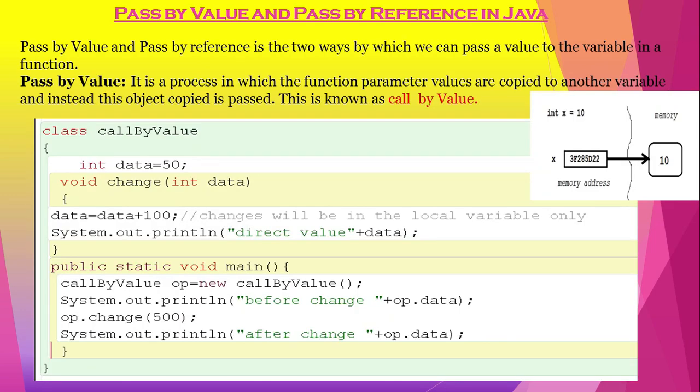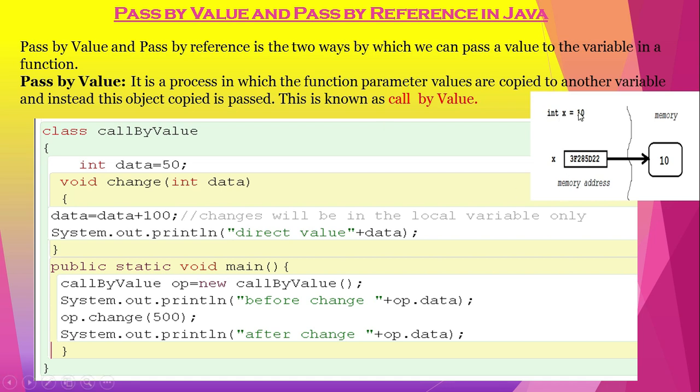So here we are going to discuss pass by value. It is a process in which the function parameter values are copied to another variable, and instead of the object, a copy is passed. This is known as call by value. Now there is a confusion for you. What is this actually? This is a definition for learning purposes.